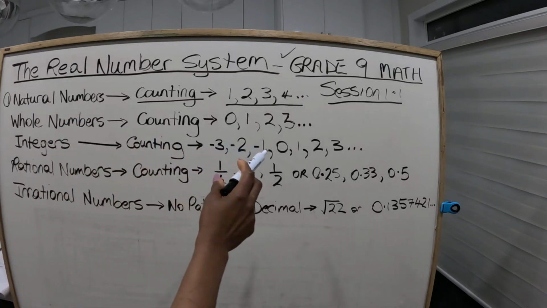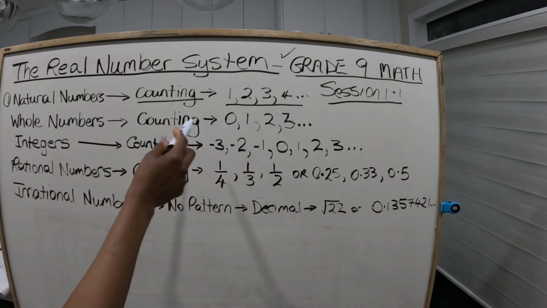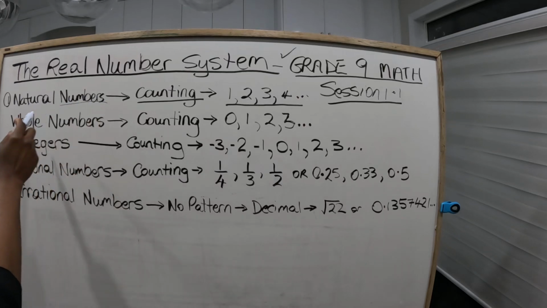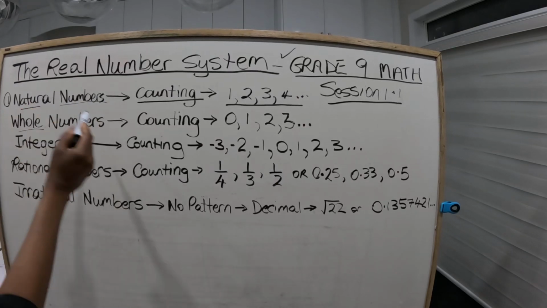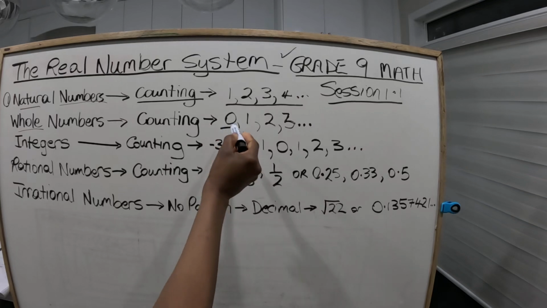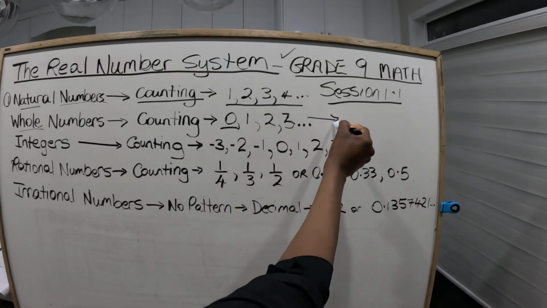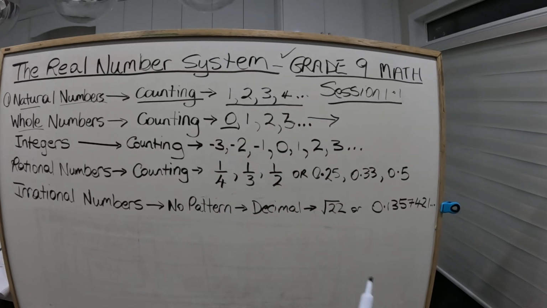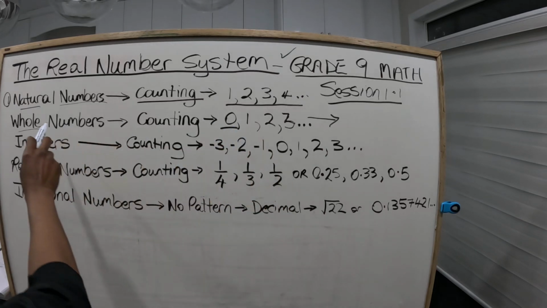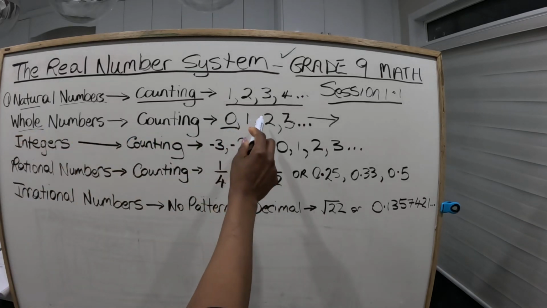Whole numbers, however, the only difference between natural numbers and whole numbers is that whole numbers start at 0. So 0 is included in whole numbers. So any number from 0 up to infinity, that would be whole numbers. Okay, so 0, 1, 2, 3.